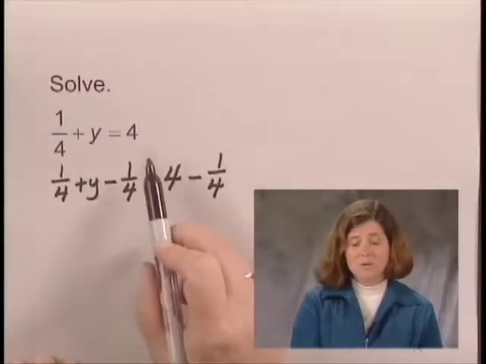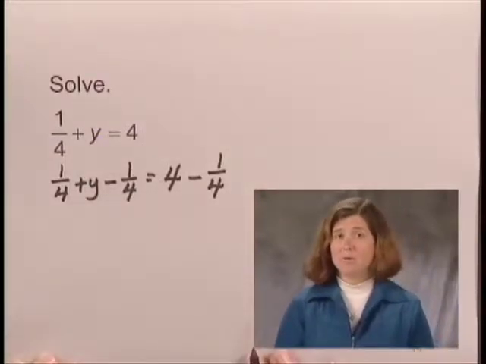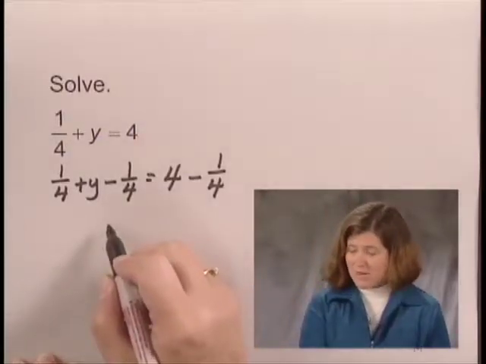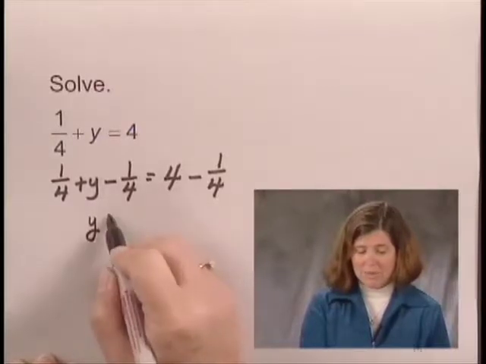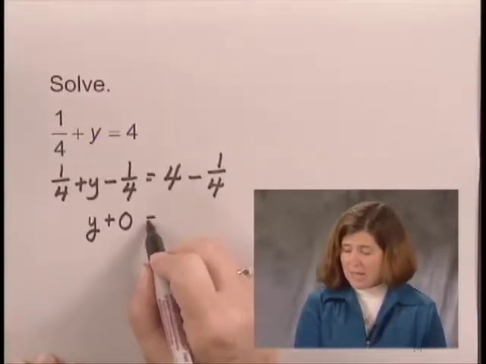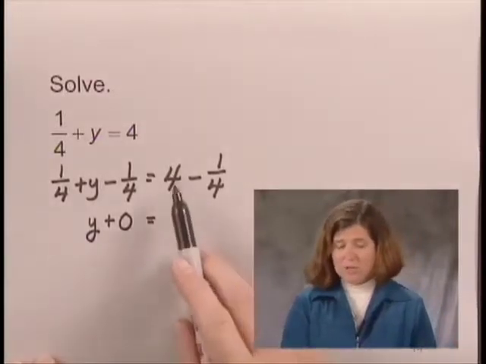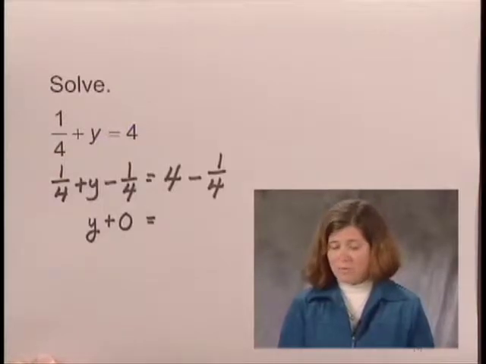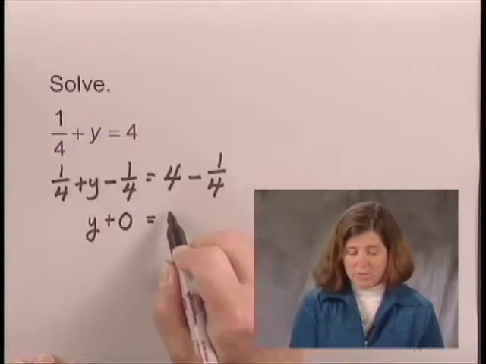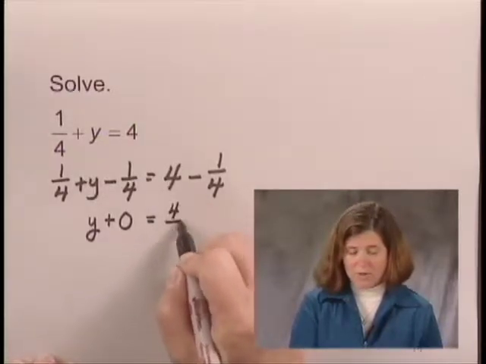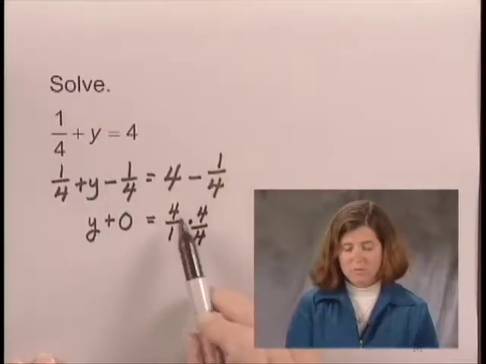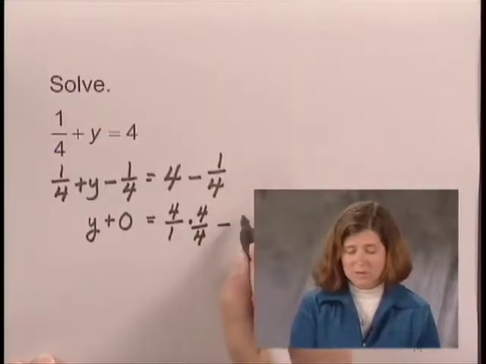This equation is equivalent to the one before it because we subtracted the same number on both sides of the equation. On the left side of the equation, this simplifies to y plus 0, since 1/4 minus 1/4 is 0. And on this side of the equation, we'll need to subtract 4 minus 1/4. In order to do that, I need to get a common denominator of 4. So I will write this 4 as 4 over 1 and multiply by 4 over 4 in order to write 4 with a denominator of 4, and I'm subtracting 1/4.